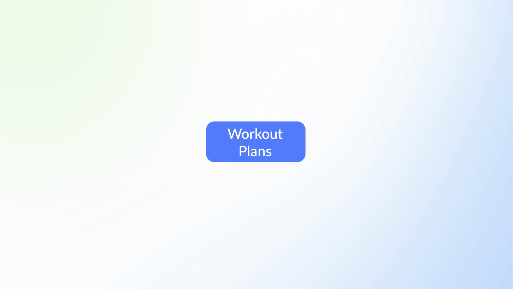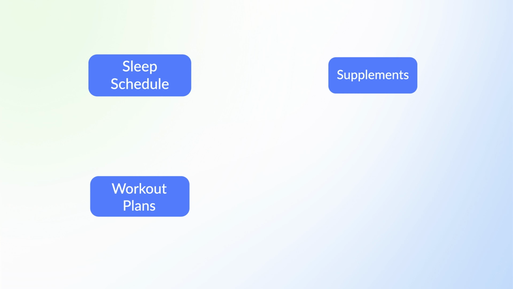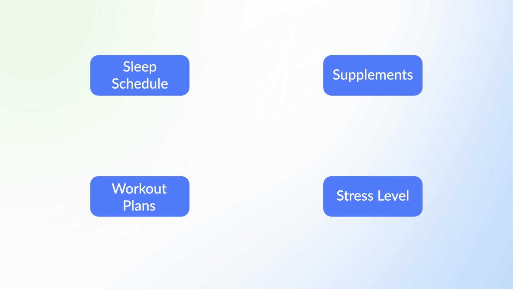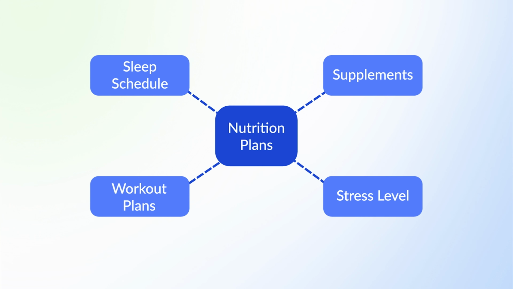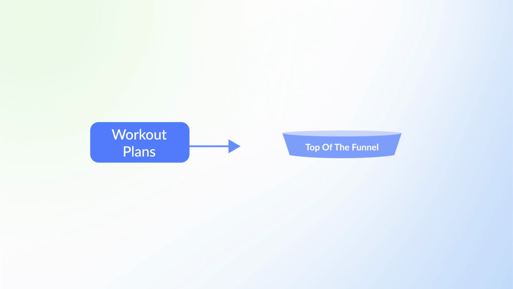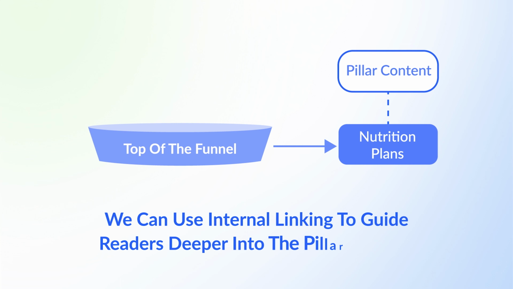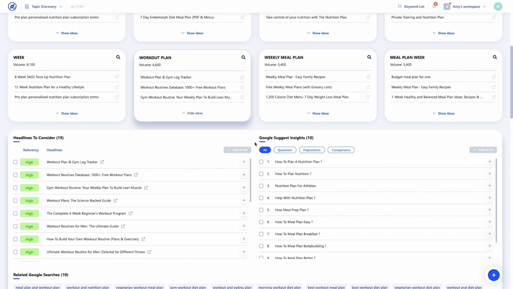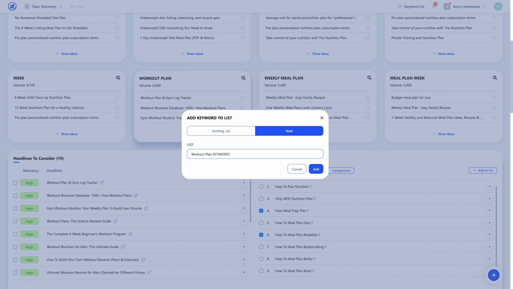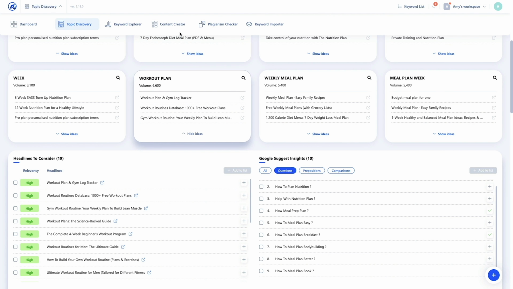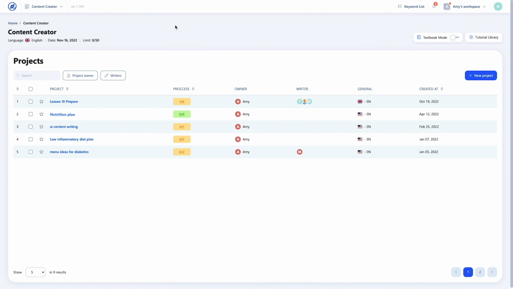Our workout plan for beginners article will be one of our subtopics that will help us build topical authority for our pillar article about nutrition plans. This type of article is top of the funnel or tofu content. We can use internal linking to guide our readers deeper into our pillar content, the nutrition plan, which they will need in order to support the workout plan. In the topic discovery tool, we can add frequently asked questions to a list to help us build the content for our article. Next, we'll go to the content creator tool and create our article.